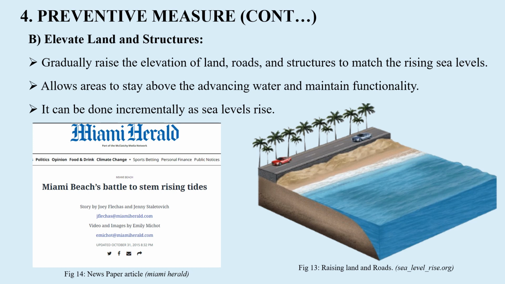One benefit of this technique is that it allows the areas to remain above the possible advancing water and maintains its functionality. But this method should be done along with the increment in sea level rise. There was news that Miami Beach was raising its road by 2 feet in 2015, and since 2017 it is reported that Miami Beach has raised about 11 miles of its road to prevent flooding from rising sea level.